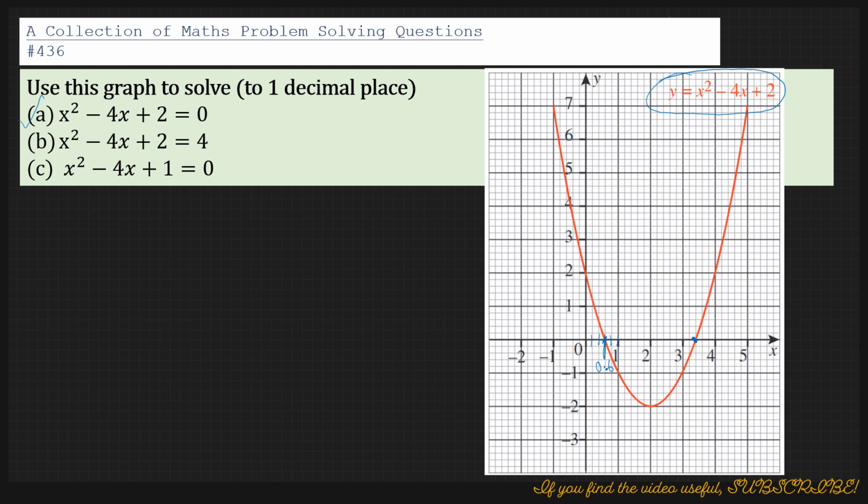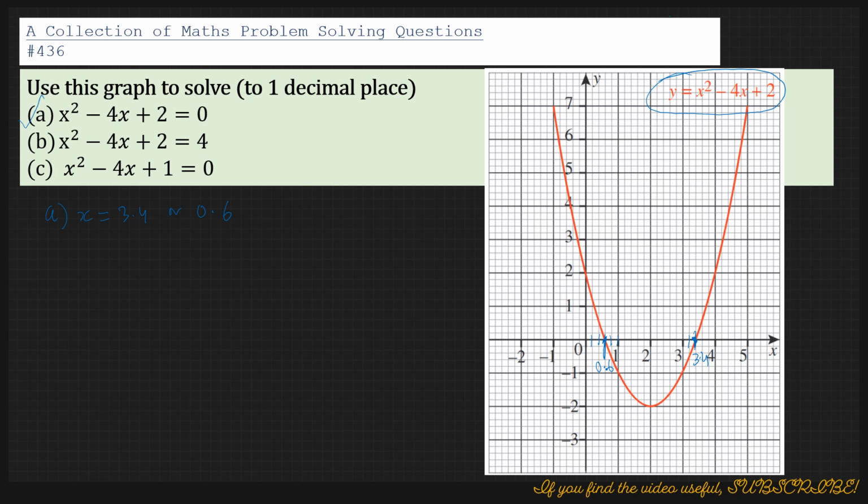The other value would be 3.2. This is 3.2 and this is 3.4. So the other value would be 3.4. So we get x equals 3.4. We write it down here. So for A, you can say x equals 3.4 or 0.6. So these are the two values of x we get.